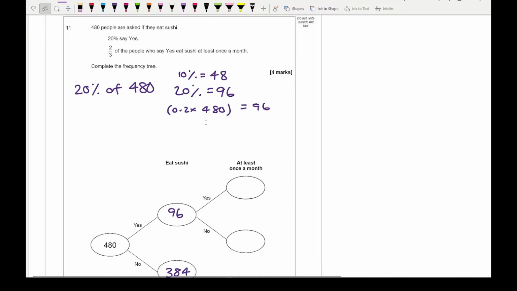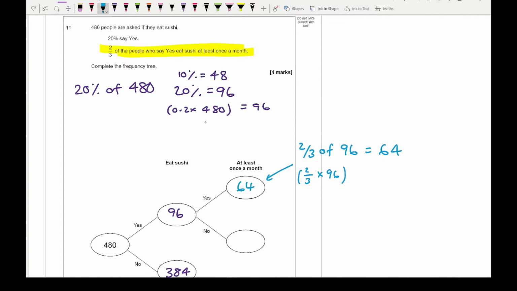Then with the next bit of information, it tells us that 2/3 of the people who said yes eat sushi once a month. So for this box here, what we want to work out is 2/3 of 96. And again, to do this, we can either just type in 2/3 times 96 on the calculator, or you can do 96 divided by 3 multiplied by 2, and it gives us an answer of 64. So this is going to be 64. And to work out no, I just need to do 96 take away 64, which gives me an answer of 32.